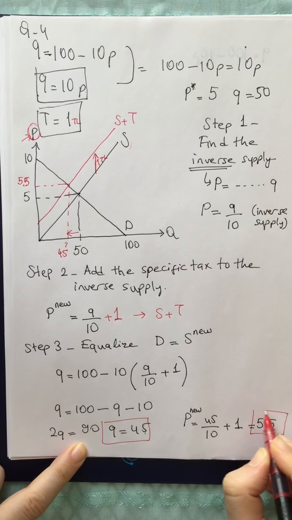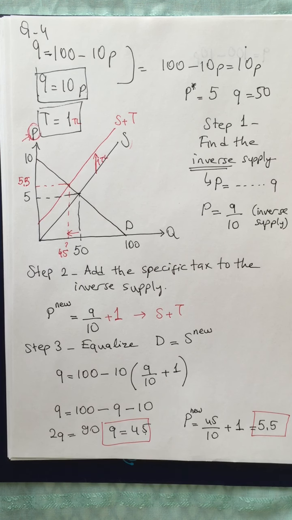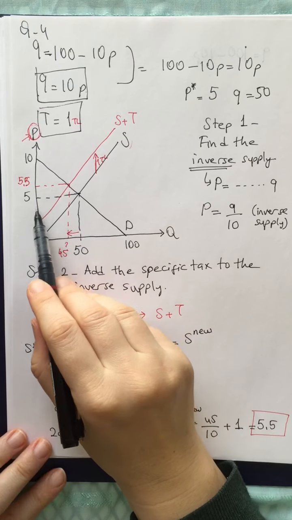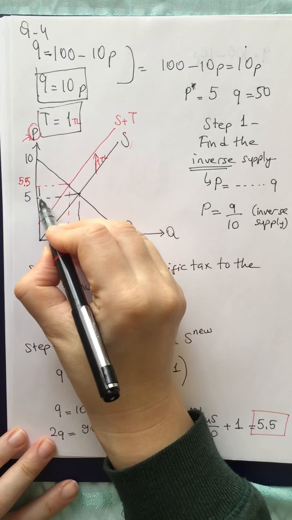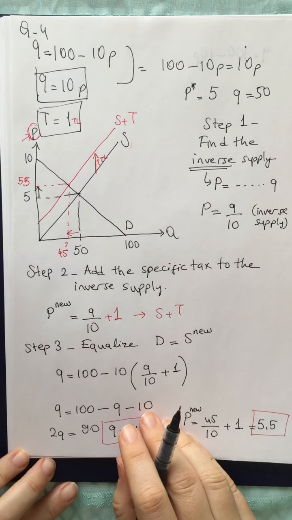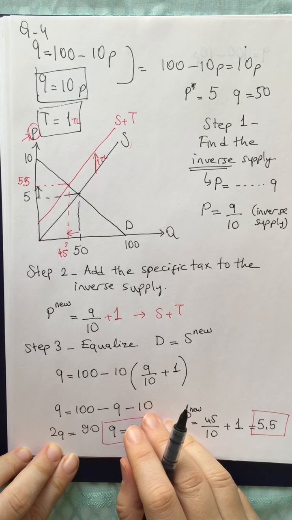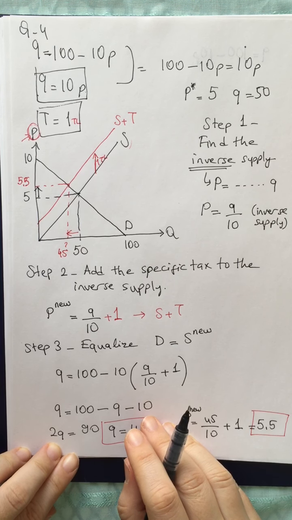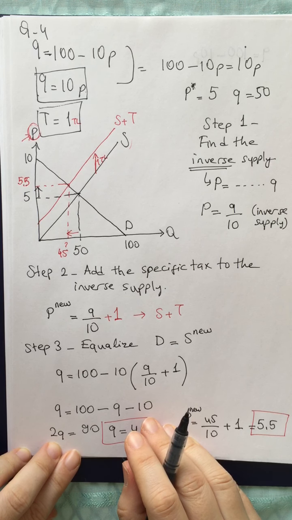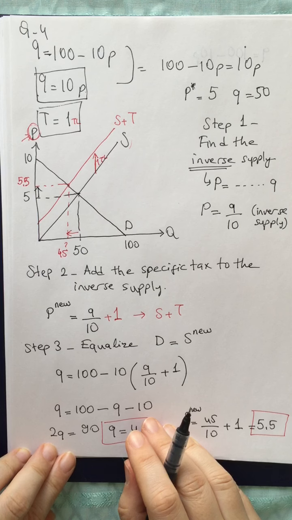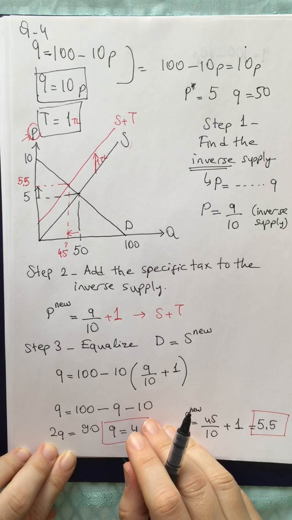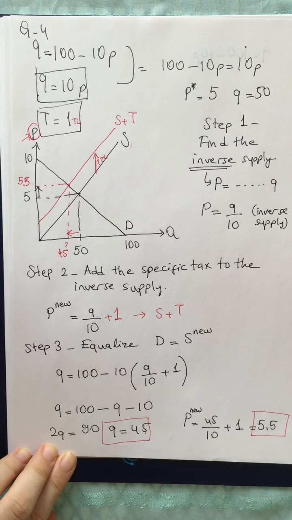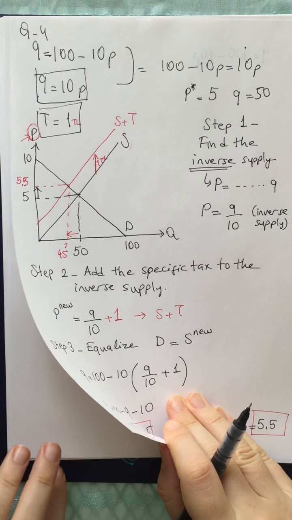So after the tax, the equilibrium quantity has decreased to 45 and the equilibrium price has increased to 5.5. That is the first question: how do the equilibrium price and quantity change? Question B asks, what effect does this tax have on consumer surplus, producer surplus, government revenue, welfare, and deadweight loss? The same question with the others.